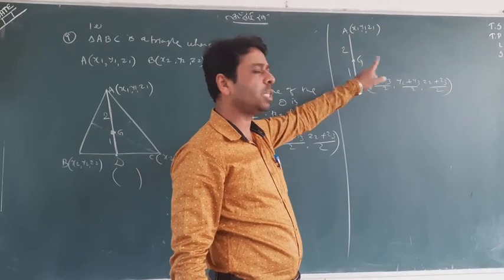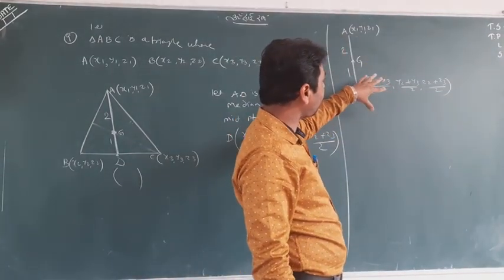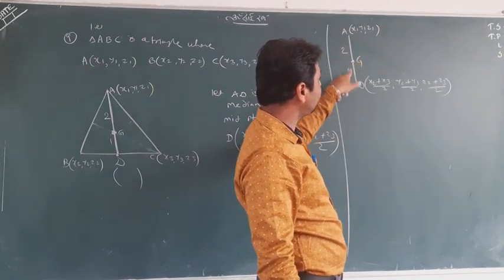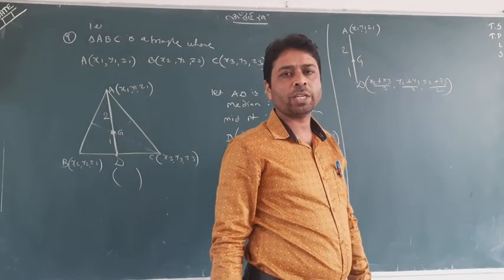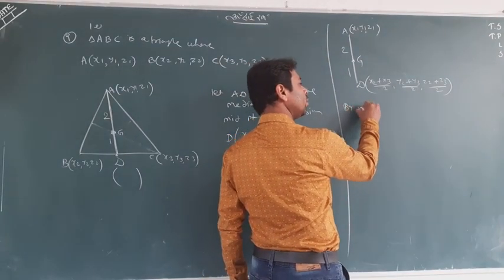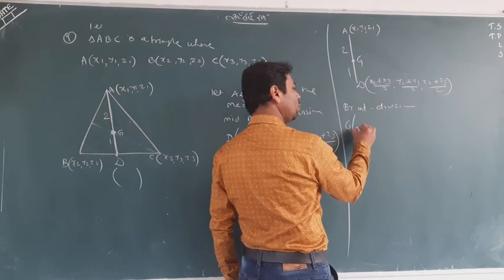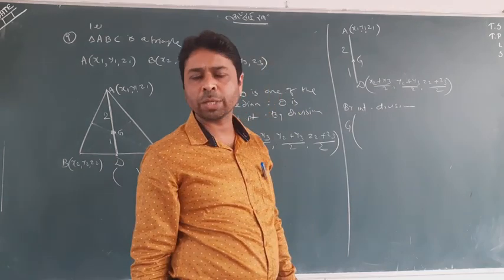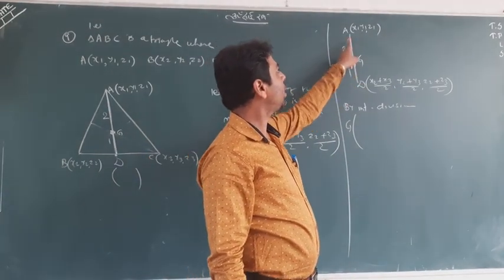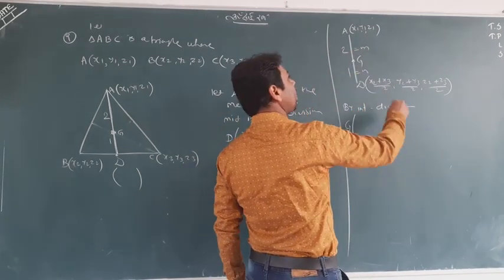Now G, what does G seem to be? G is the centroid. According to the picture we can see that G is a division point dividing AD internally in 2:1. So can we use the internal division formula for finding G? Yes, by internal division. What is the internal division formula? You know the formula mx2 plus nx1 upon m plus n, and so on. Suppose it is m, it is n.